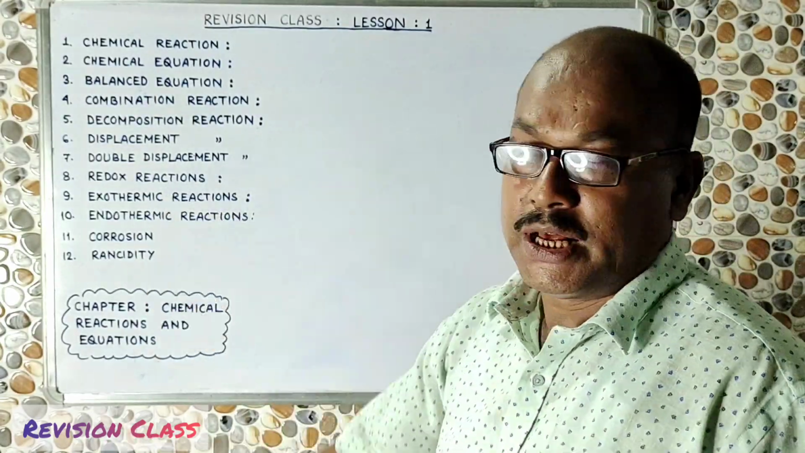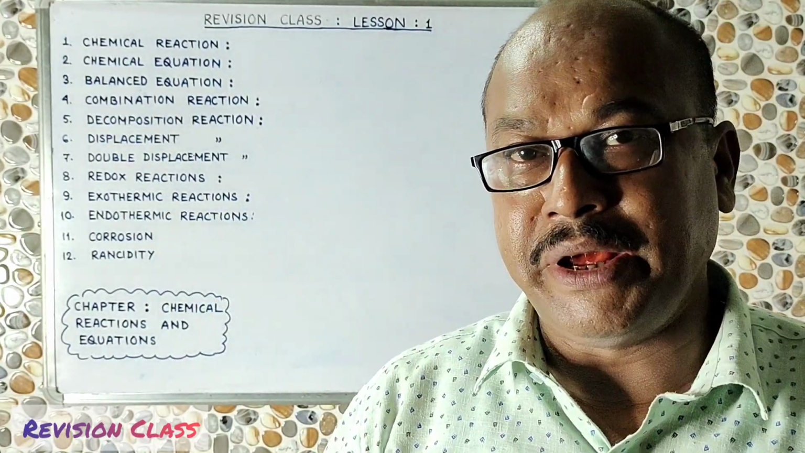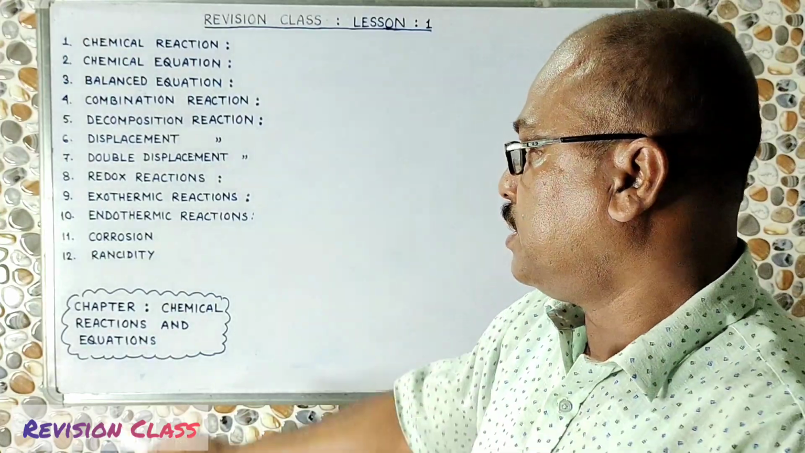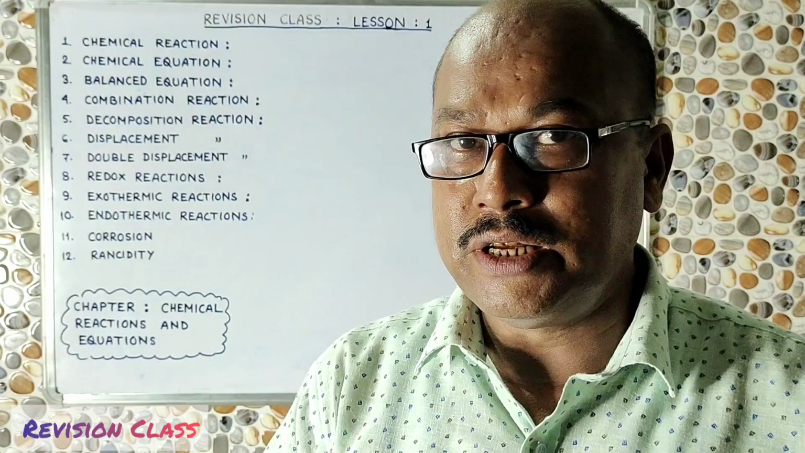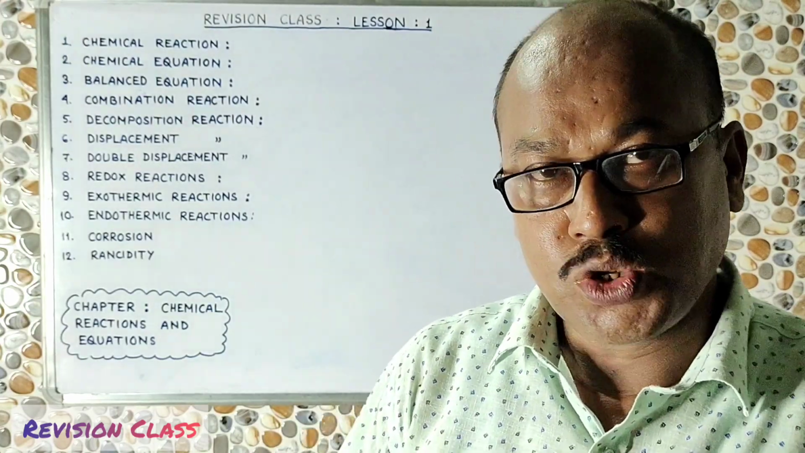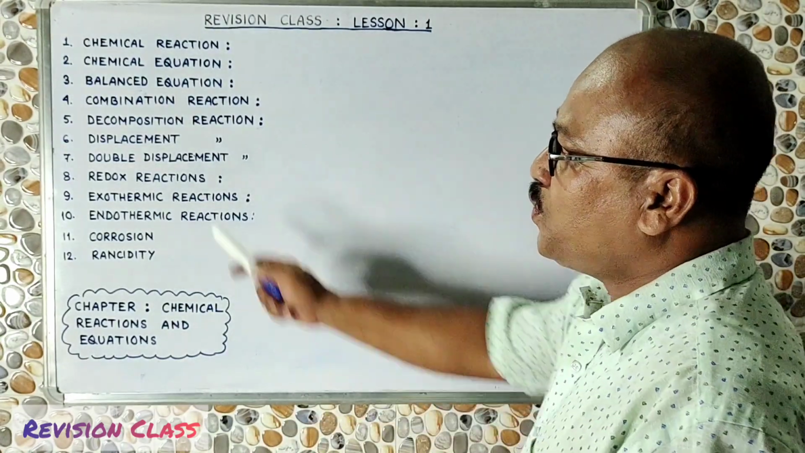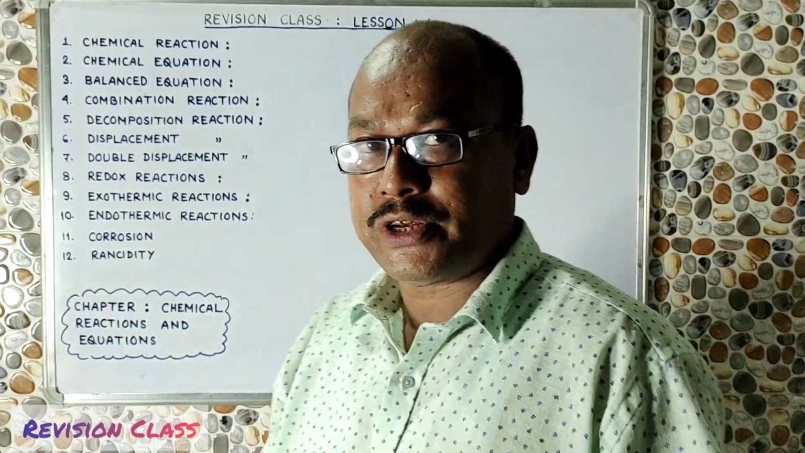After this we shall also come to know about exothermic and endothermic reactions, and after that finally we shall come to corrosion and finally rancidity. All these things we have already taken in our online class. So let's begin. First, what is a chemical reaction?